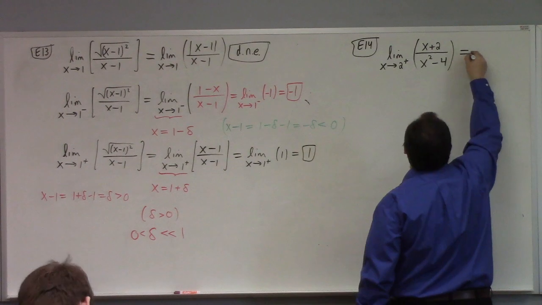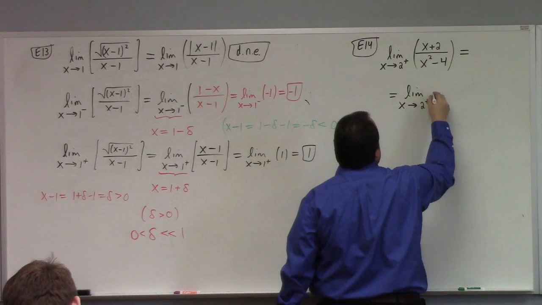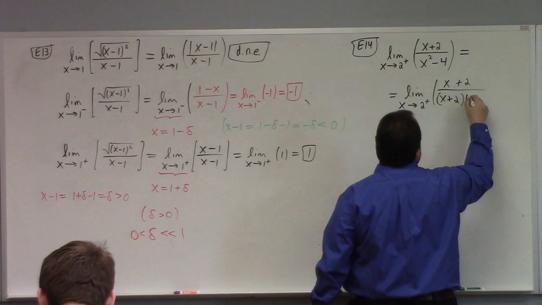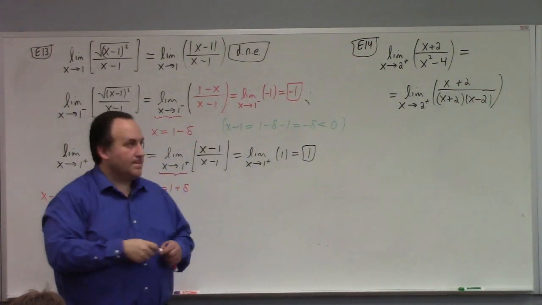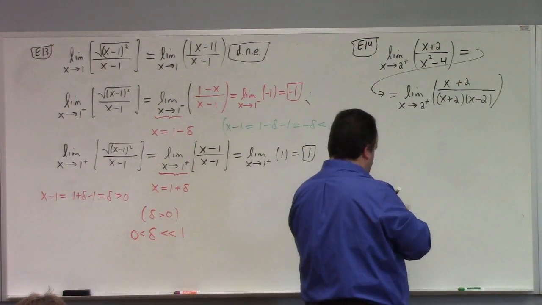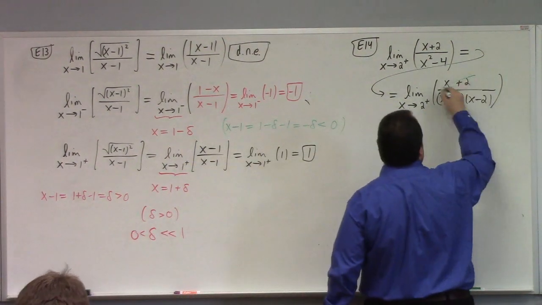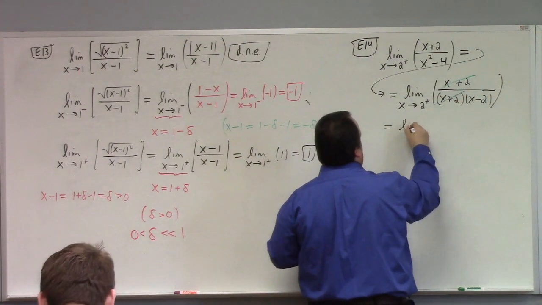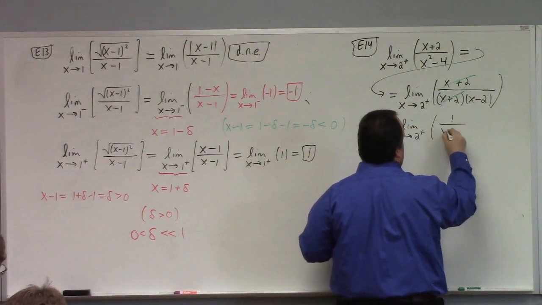So I could start out by just doing algebra, right? This is really x plus 2 over x plus 2 times x minus 2. What happens then? Yeah, the x minus 2's cancel. So it was type 0 over 0 to start with. We've now got to what? Yeah, 1 over x minus 2, right?